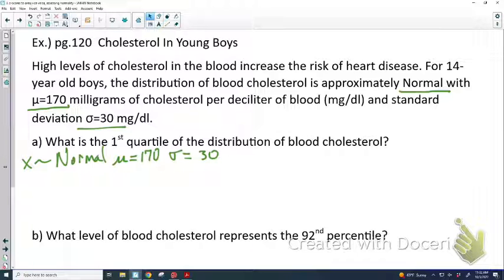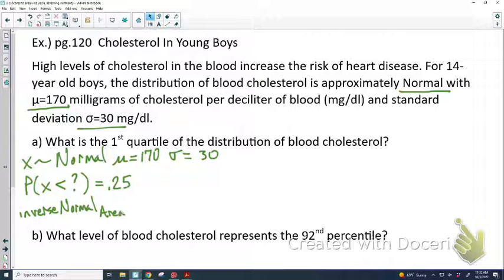They want to know what cholesterol level represents the first quartile. So this is a backwards problem. I want to know what X less than something equals 0.25. So there's my question. You don't have to write this part, but I'm going to write it so you know where it came from. Inverse normal. Remember, the area is the left area. It's the upper bound area. So 0.25. Another word for area would be percentile.